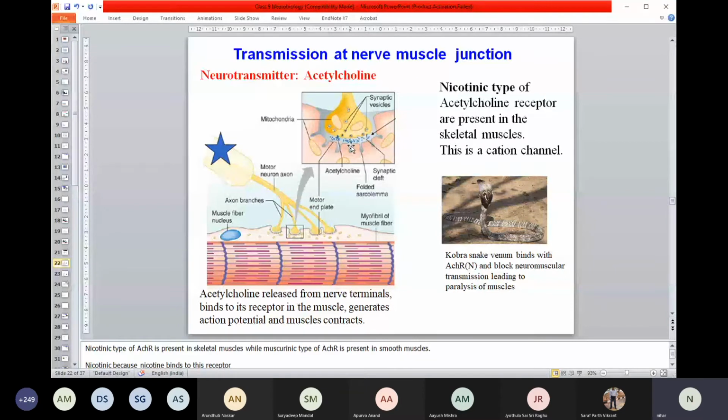Then acetylcholine will work on the muscle membrane and generate action potential there, and thereby will allow the muscle to contract. So that's how it happens. That's how your muscle contracts. I'm talking about hands or leg muscles, like skeletal muscles. That's how it contracts. And that's a very simple process.